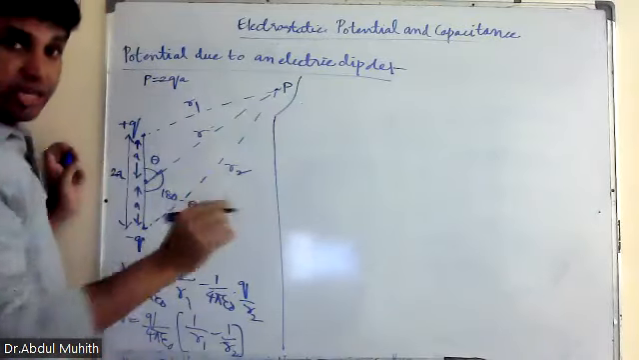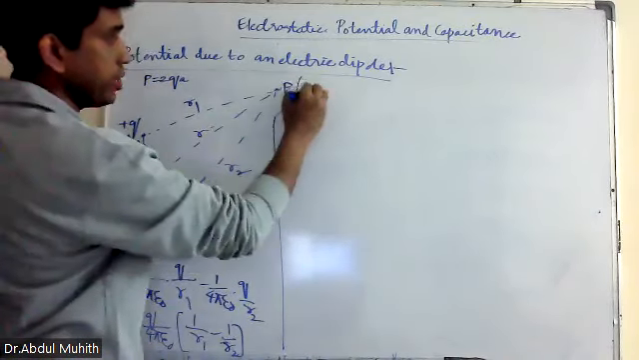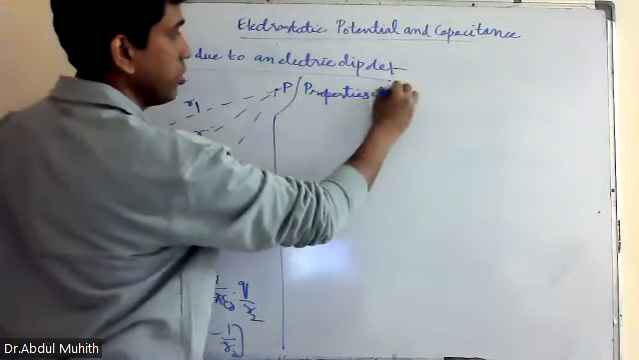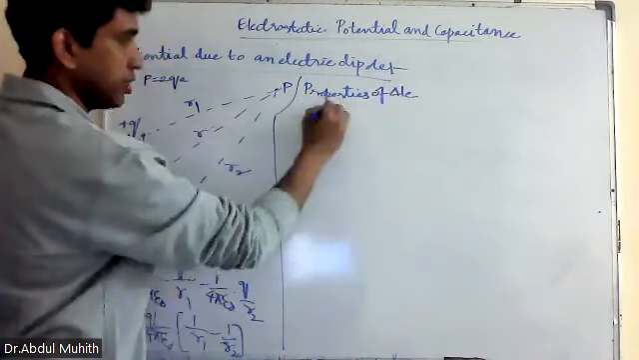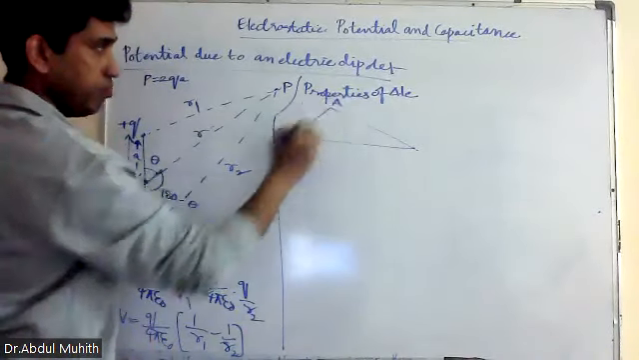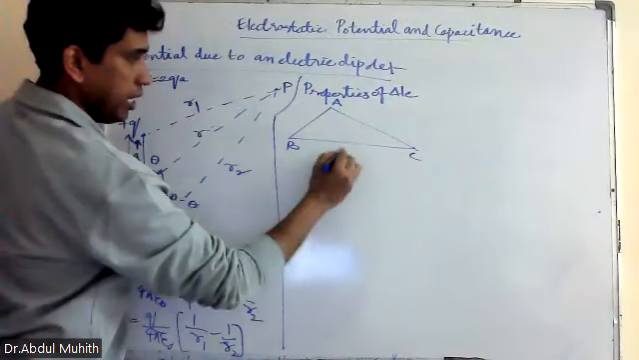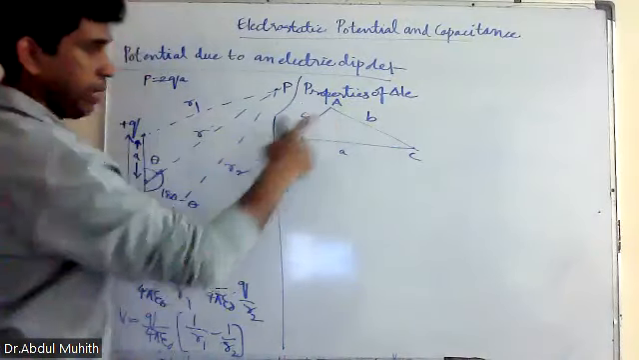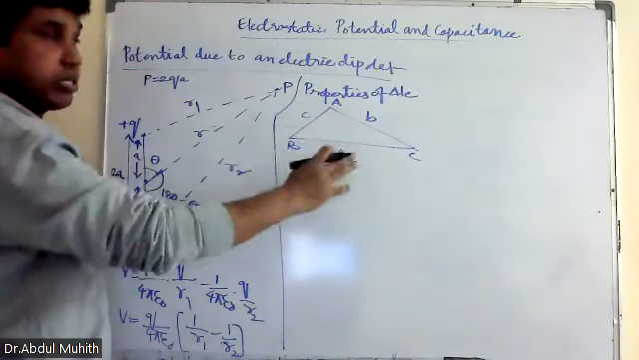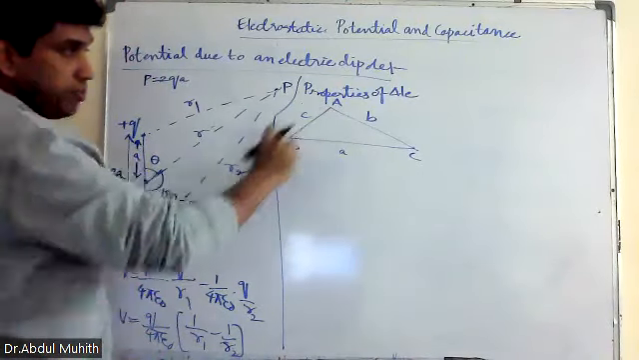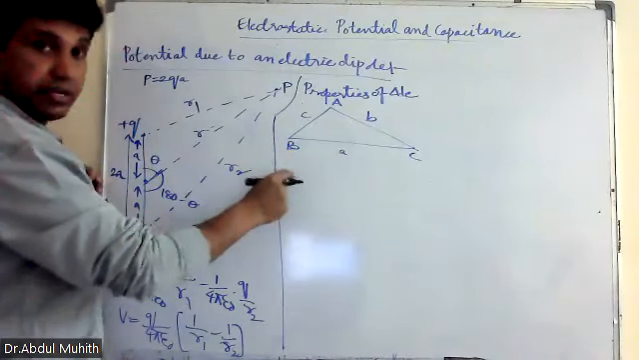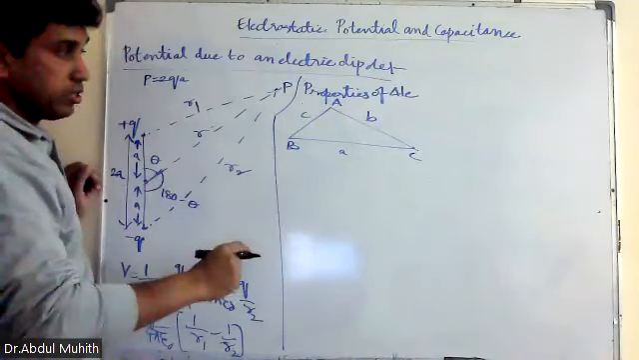Whenever we don't have a right angle triangle, we have to go with the properties of triangles formula. Suppose we have a triangle like this. It's not a right angle triangle. Its angles are A, B and C, and the sides are small a, small b, small c. Capital letters are angles, small letters are sides.